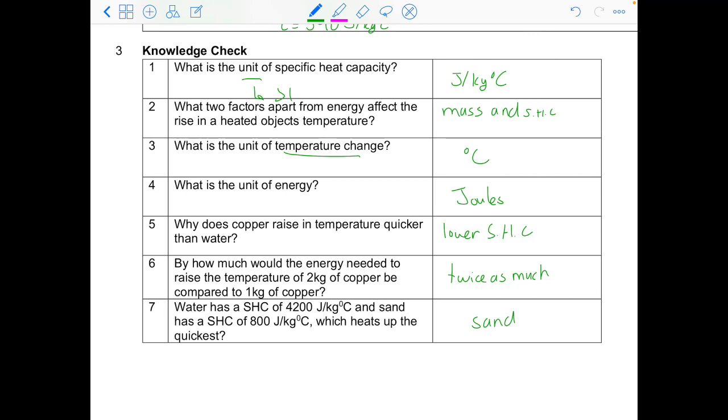Because the mass is doubling, the energy is doubling, so we just need twice as much. And which one has a higher specific heat capacity, or lower? The lower one will heat up faster for question 7, and that's why it's the sand.